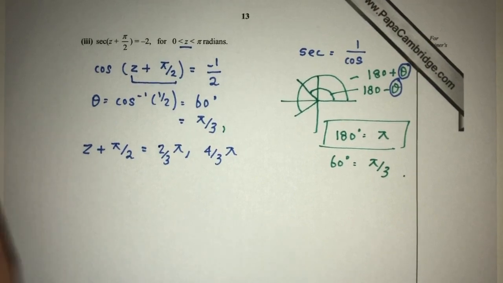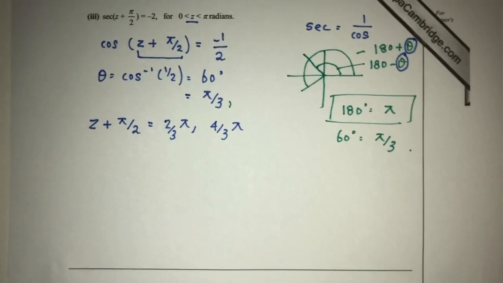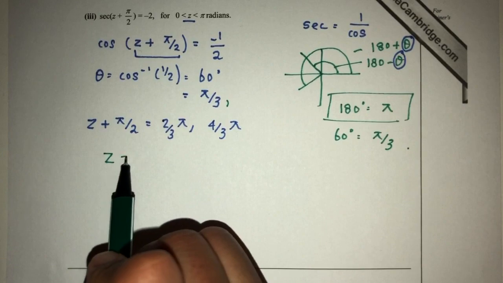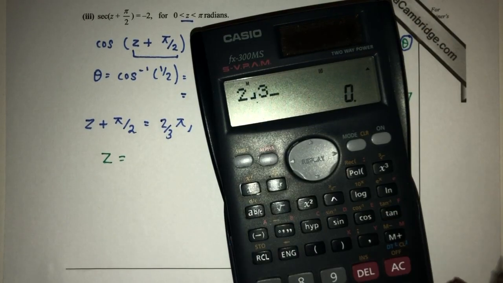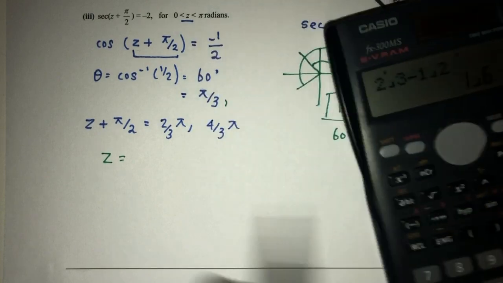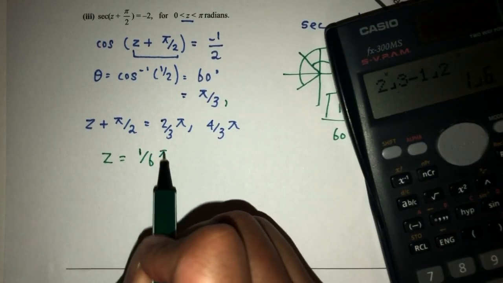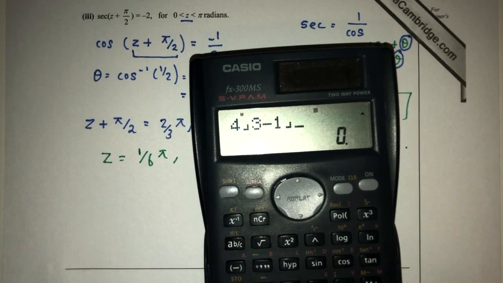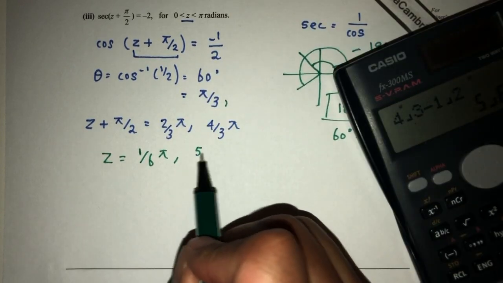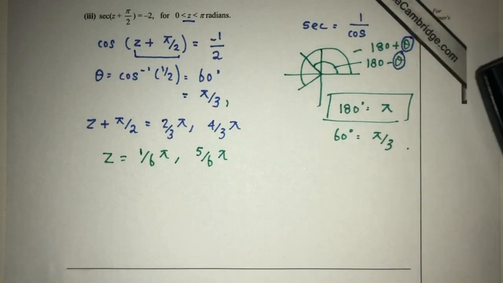Okay, so let's see what we can do now. We have to solve for the value of z. So z will be this minus this. So 2 over 3 minus 1 over 2, that will be 1 over 6 pi. And then 4 over 3 minus 1 over 2, that will be 5 over 6 pi radians.